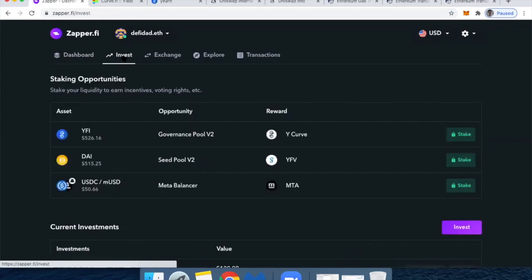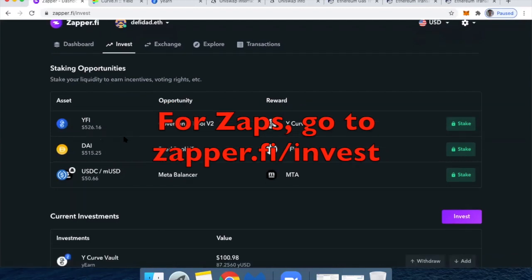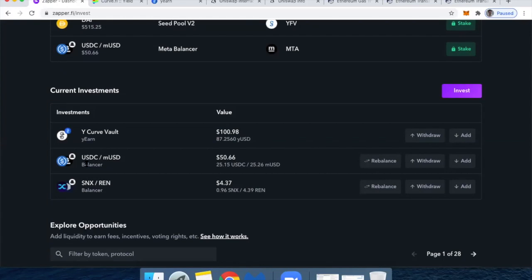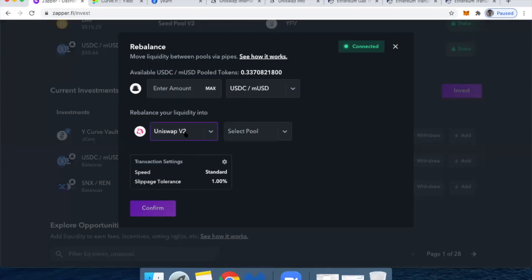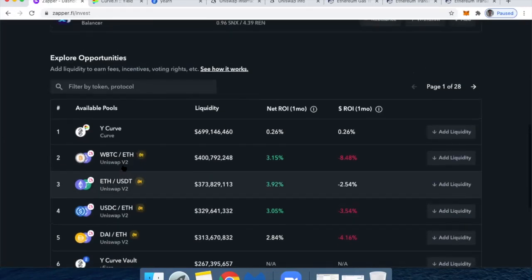And then what's really convenient is using Zaps. So Zaps allow you to, you'll notice here, I have a little bit of money in the Balancer USDC MUSD pool. I can add liquidity. I can withdraw it. I can also rebalance it to another Uniswap pool. So I can go between Balancer and Uniswap in a few clicks. And then below is a list of all the different Zaps that are available.